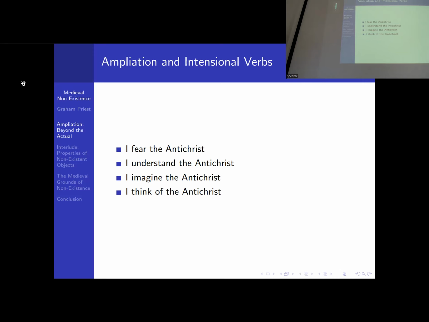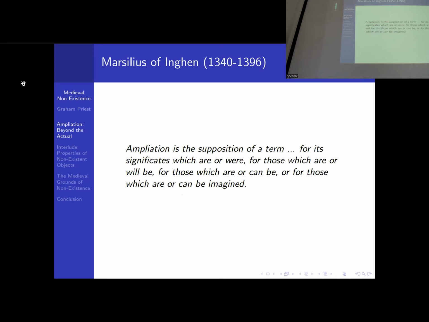What is one to say? So here, I mean, it can't be true unless the Antichrist refers to something. So you've got to ampliate beyond the present. How wide do you ampliate? Is it merely past and future things? Is it possible things? Well, here's Marsilius of Inghen, not such a well-known medieval logician, but very influential in his time.